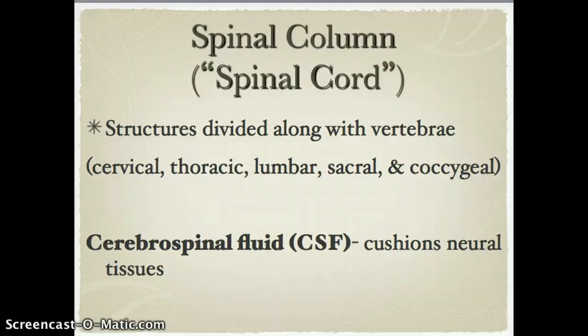Okay, so the spinal column, or spinal cord, we've already talked about how these structures are divided along the vertebrae. And there is cerebrospinal fluid, CSF, which cushions neural tissues. It's a clear, colorless fluid that's produced in the choroid plexus of the brain, and it acts as a cushion or a buffer for the brain, for the cortex inside the skull, and it also serves a vital function in cerebral blood flow.